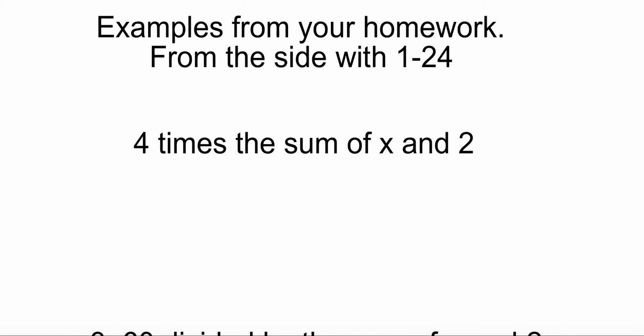This first problem here is the very first problem on your page. It reads, 4 times the sum of x and 2. 4 times the sum. So right now, this is telling me I need to take 4 and multiply it by a sum, which means I need a sum, and a sum is an adding problem. So I need to get an adding problem and take 4 times that. Well, what am I adding? If I finish reading it, it says 4 times the sum of x and 2. So my sum is x and 2.